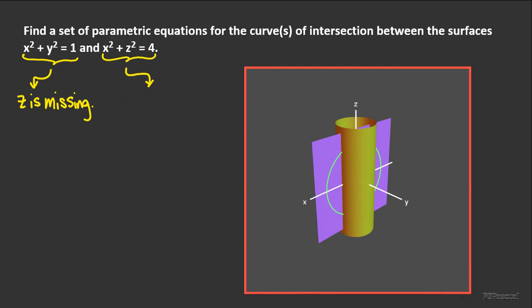Because the variable y is missing from this equation, we take the curve x squared plus z squared equals 4 on the xz plane and propagate it along the y direction. We obtain a similar series of curves that form the frame of the second cylinder.